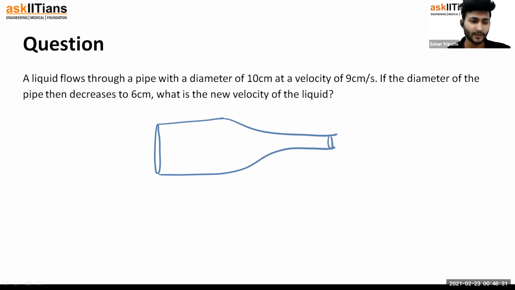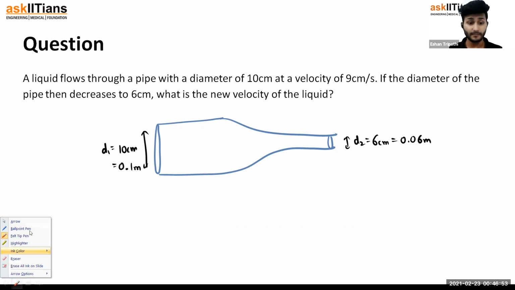So the diameter on the left, I'm going to write it over here: the diameter is 10 centimeter. I like to write everything in SI units, so if you want, you can write it as 0.1 meters, although it's not necessary here. And the diameter over here, D2, that's given to be 6 centimeter, or you can write it as 0.06 meters, your choice. Now let's use the continuity equation, and let's see how it works out.